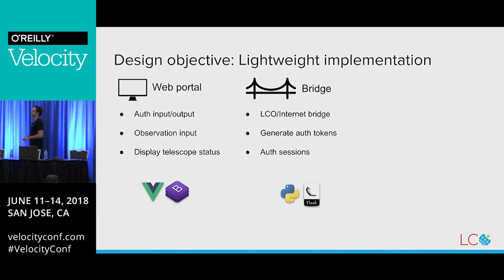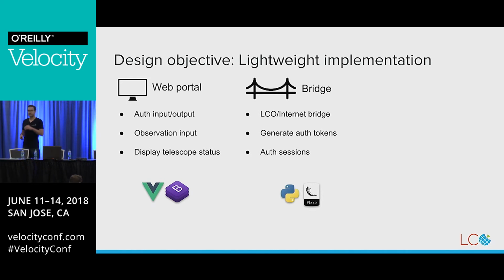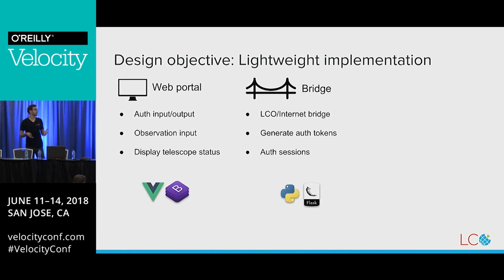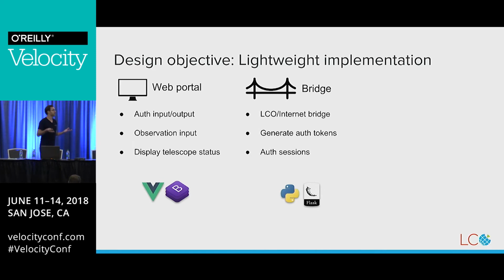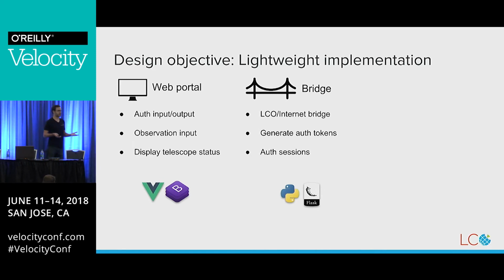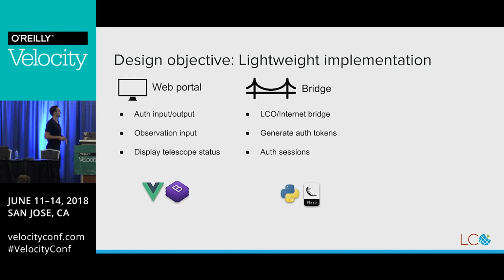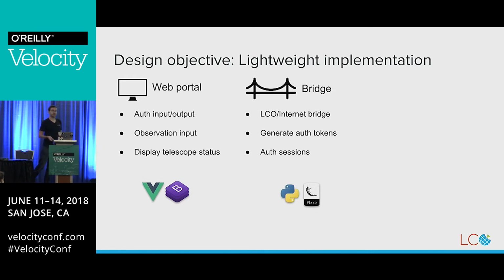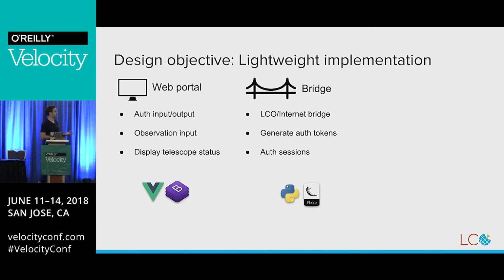The next piece is the bridge of the real-time interface. This is the piece of software that bridges the internal LCO network to the internet and helps us securely interface between them. It does that by generating authentication tokens from the external admin of LCO and authenticating those sessions that they create. For that, we chose to use Python because it's easy to use for web frameworks, and we chose Flask over Django because what it's performing is very simple for what we need. We don't need the complexities of Django for this.